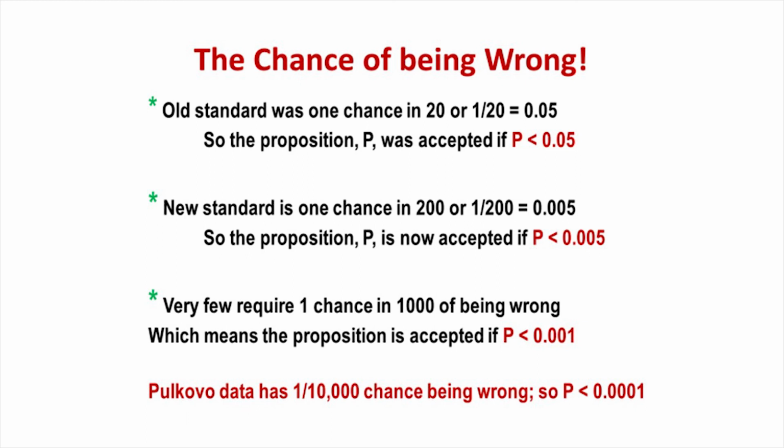Even so, it is almost unheard of for any scientist requiring a data trend to have a probability of better than 1 chance in 1,000 of being wrong before it's accepted. Yet the Pulkovo data suggest a decay trend with less than 1 chance in 10,000 of being wrong. The speed of light was decreasing.